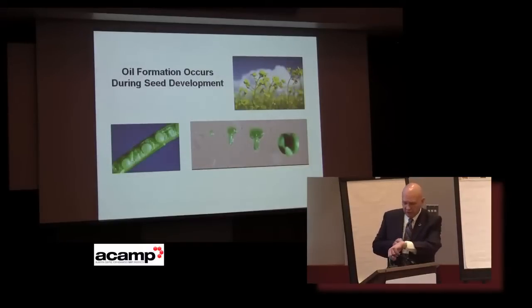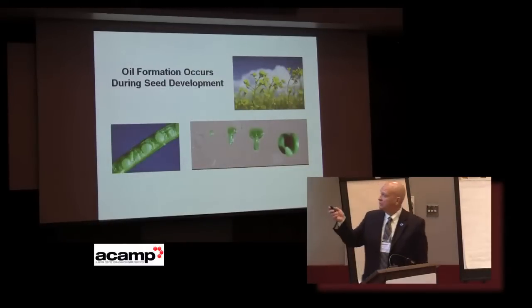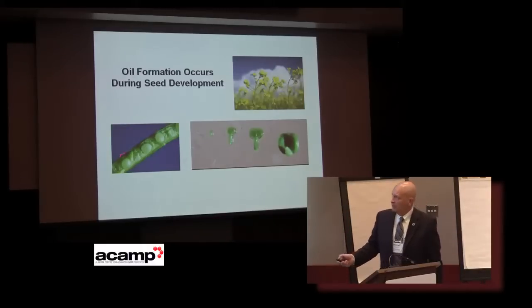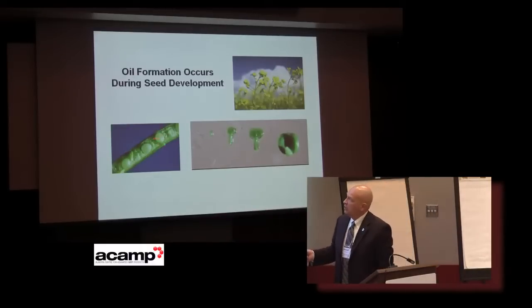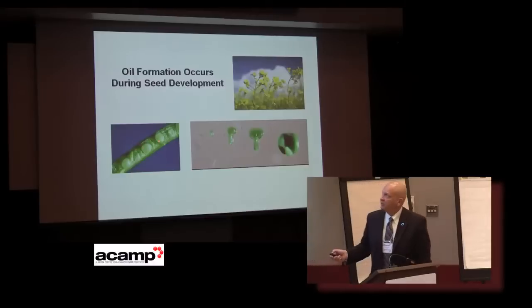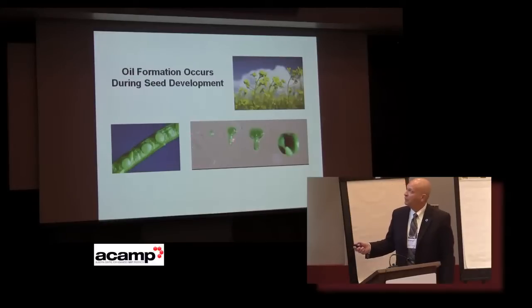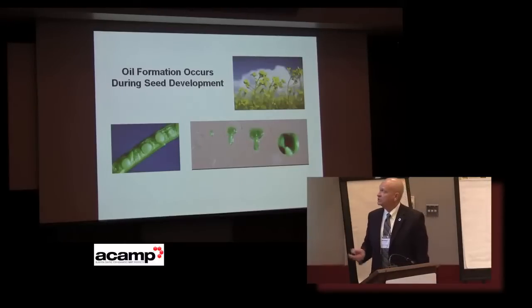Oil formation occurs during seed development. You've all seen the canola field. These flowers give way to a developing silique or pod, and if you crack it open, you see the developing seeds with the ovule, the seed coat on the outside. If you peel that away, you'll find this embryo forms from heart shape to late cotyledonary stage. And within the oil-forming cells of this tissue, the oil will accumulate.